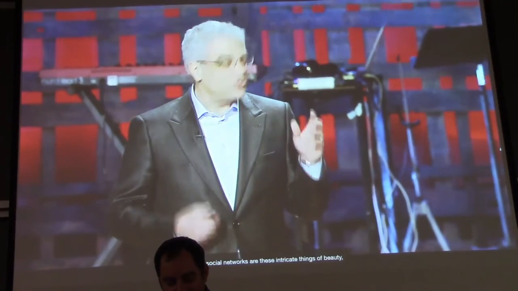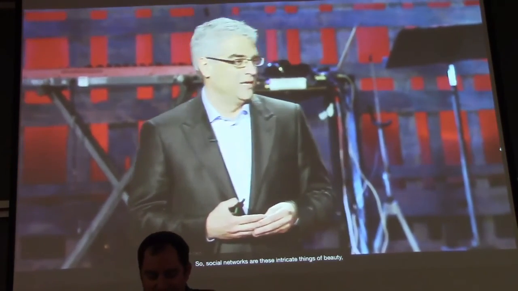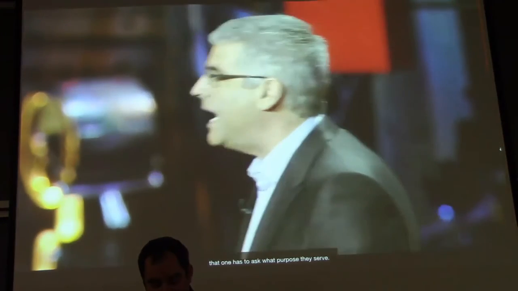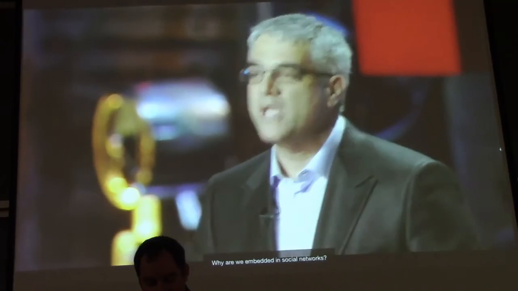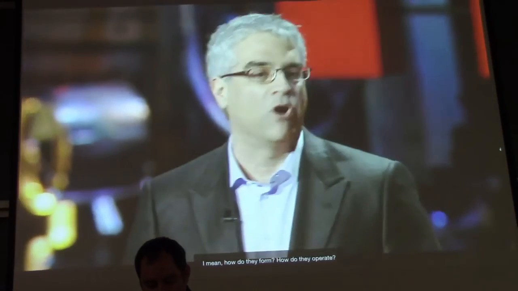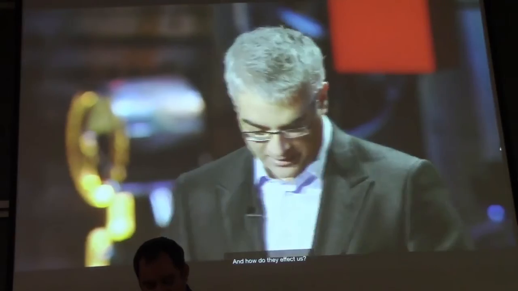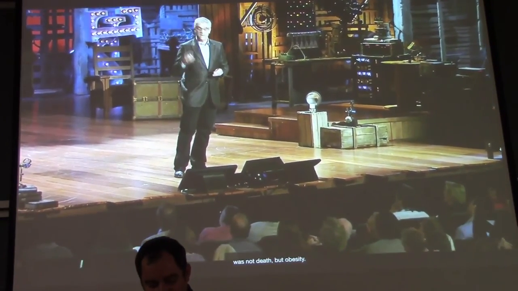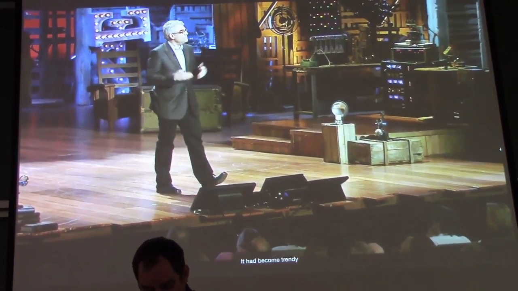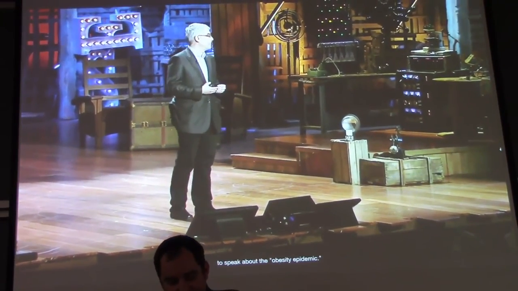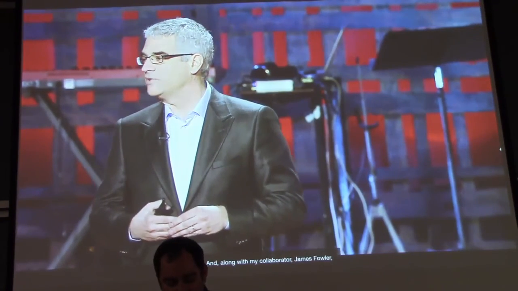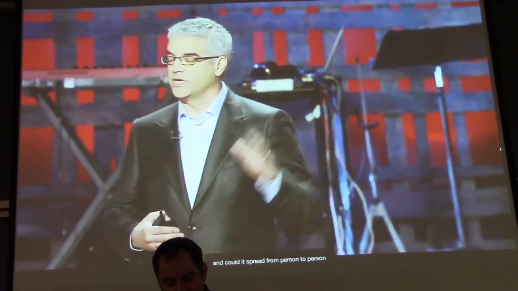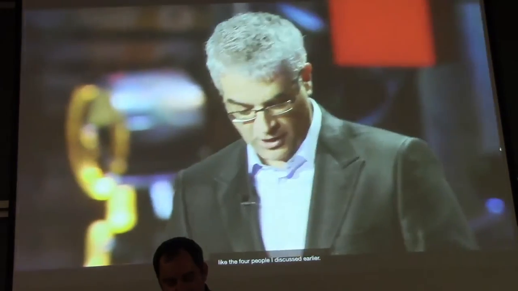So social networks are these intricate things of beauty, and they're so elaborate and so complex and so ubiquitous, in fact, that one has to ask what purpose they serve. Why are we embedded in social networks? I mean, how do they form? How do they operate? And how do they affect us? And so my first topic with respect to this was not death, but obesity. And it had become trendy to speak about the obesity epidemic. And along with my collaborator, James Fowler, we began to wonder whether obesity really was epidemic and could it spread from person to person like the four people I discussed earlier.